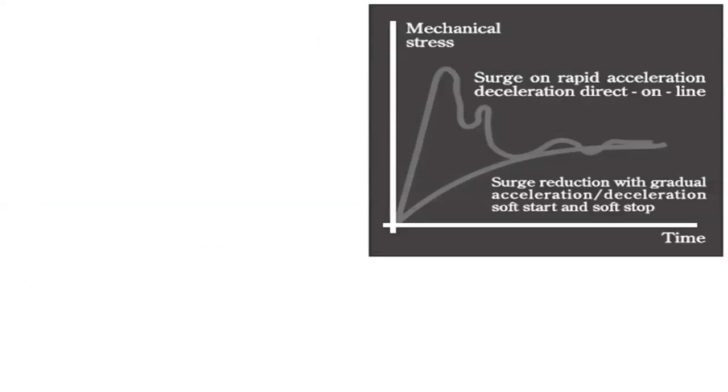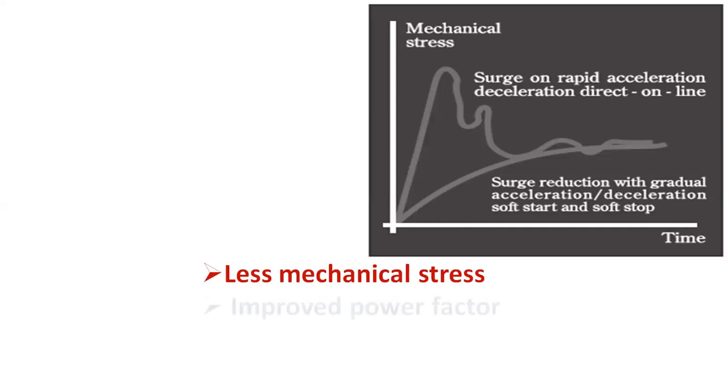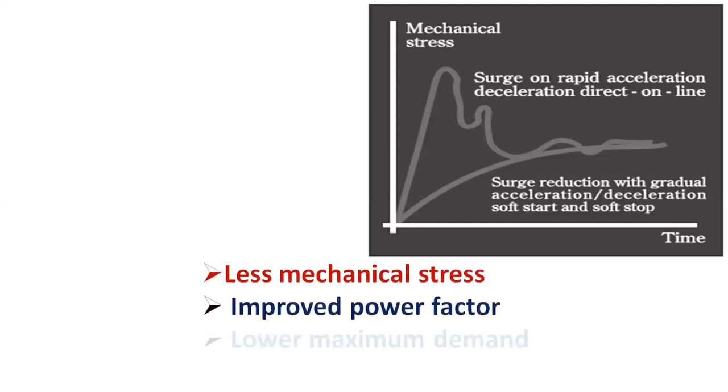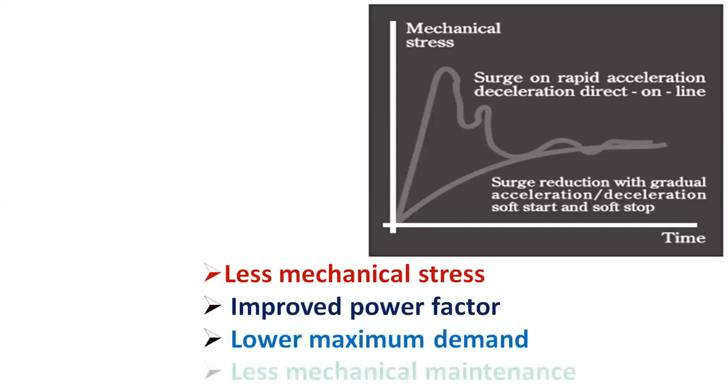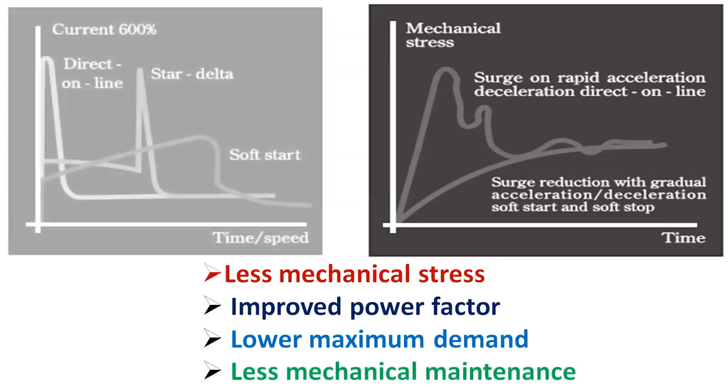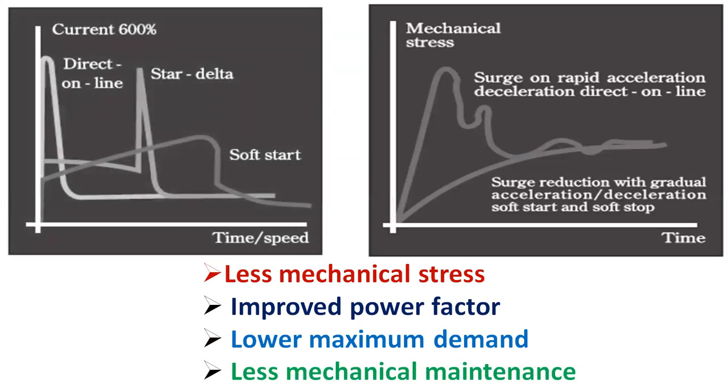Soft start and soft stop are built into three-phase units, providing controlled starting and stopping with a selection of ramp times and current limit settings to suit all applications. We have the current at 600% for direct online, against time and speed. And then the mechanical stress: you see the surge and reduction with gradual acceleration and reduction in soft start and soft stop applications.